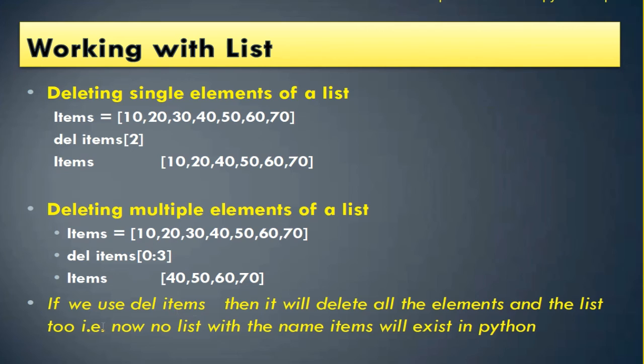If we use del items, then it will delete all elements, and the list with the name items will no longer exist in Python. If you don't mention any index or slicing point, then the full list will be deleted, and that particular list will not exist in your Python memory.